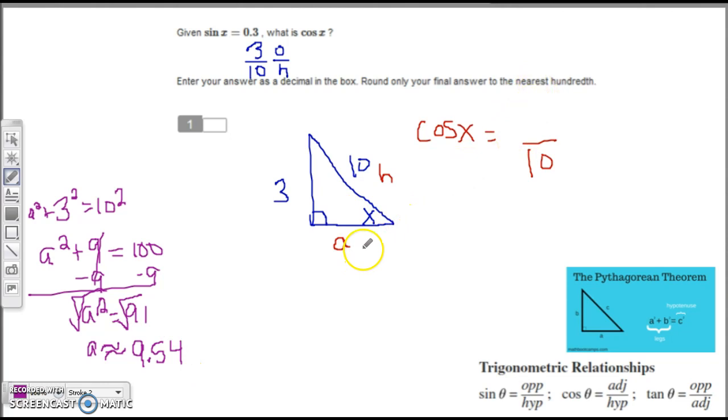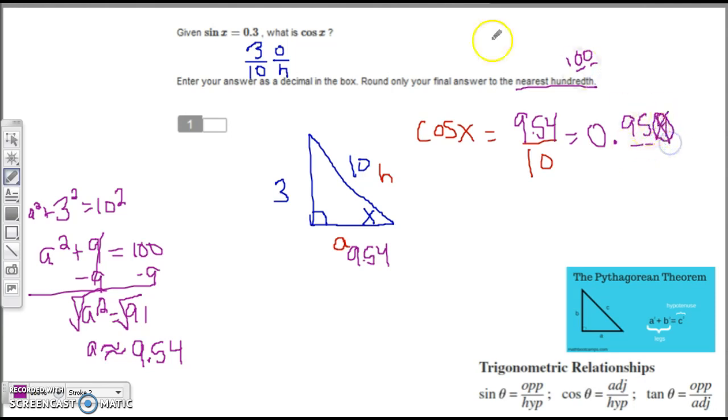So I'm going to put that on top. That's my adjacent side is approximately 9.54. I'm going to put that over 10. And it wants your final answer as a decimal to the nearest 100th. So I'm just going to divide that in my calculator, which really you could just move the decimal, or you could use a calculator. So I got 0.954. And remember, 100 has 2 zeros, so we want to go 2 decimal places. So that 4 would keep the 5 the same. It wouldn't round it up. So my answer for the cosine of x would be 0.95.